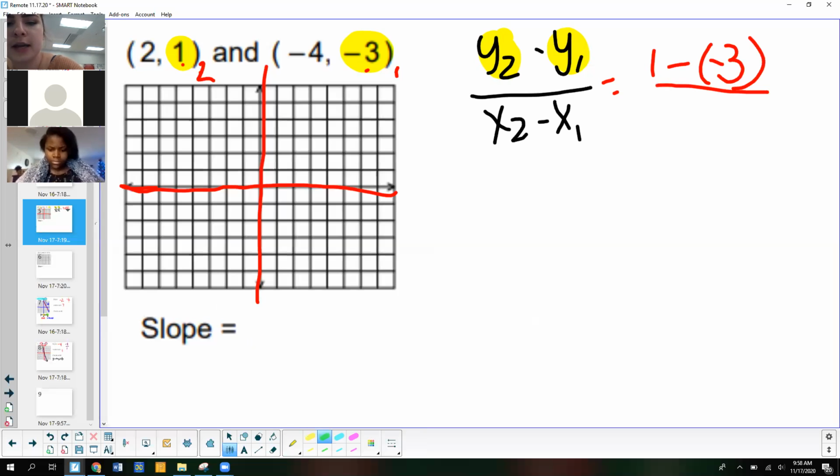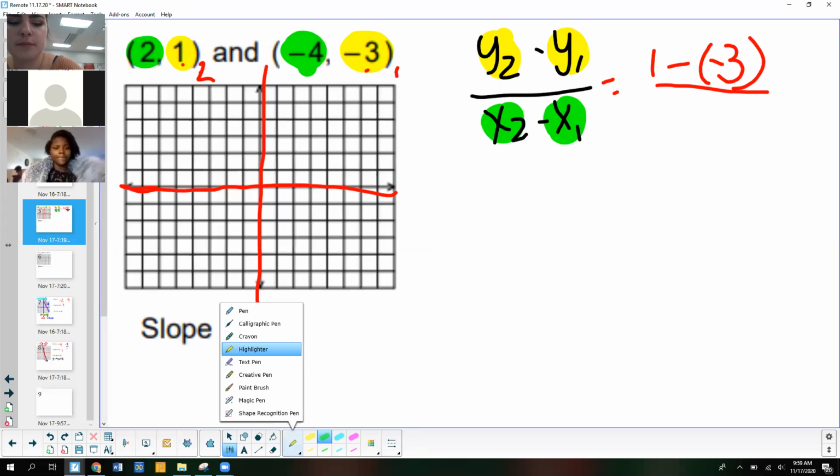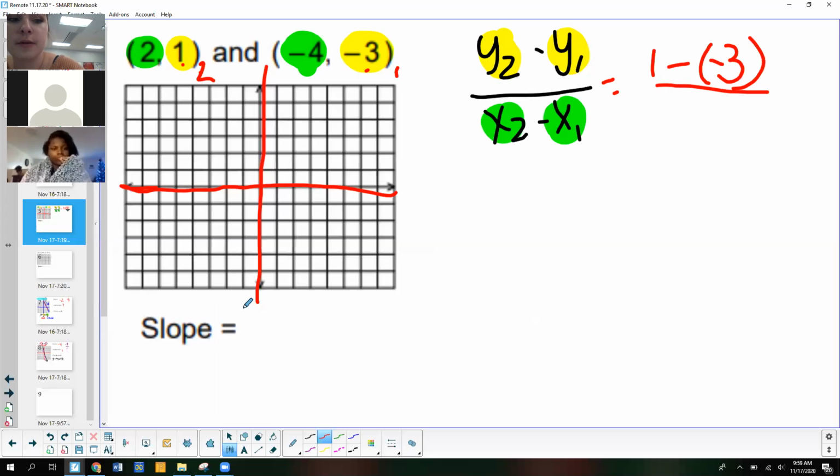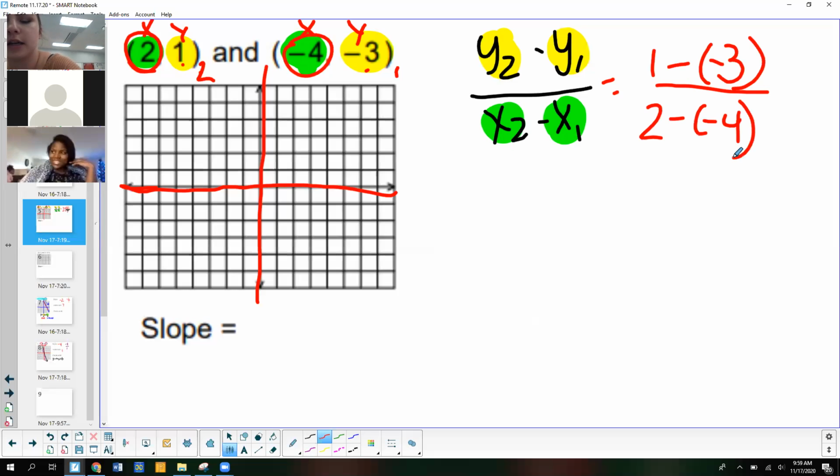by x2 minus x1. Once you get the slope, you can go ahead and enter it in the chat. I'm just guiding it along for those of you who want to see it again. So for x2, we take the x value. Remember, this is written in xy format. So the x value in point number 2 is positive 2. The x value in point number 1 is negative 4. So we're going to subtract a negative 4.